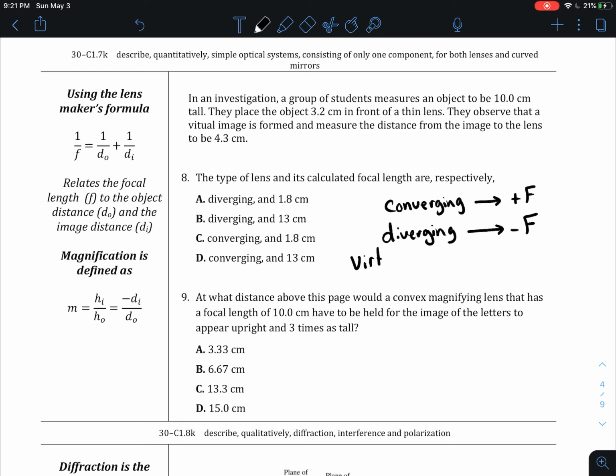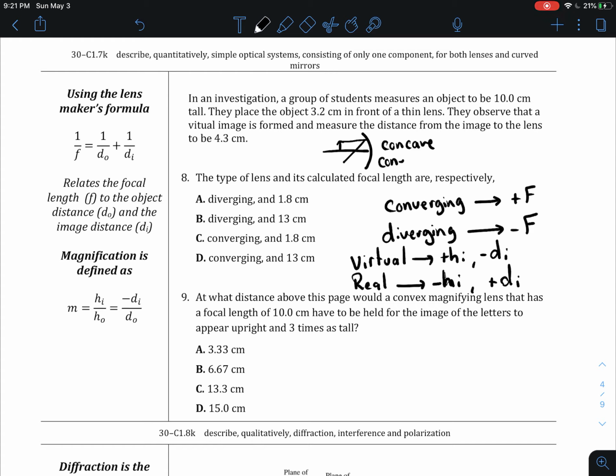Another thing to remember is that if the image is virtual, it will have a positive HI and a negative DI. Real will be inverted, so it would have a negative HI and therefore a positive DI. Once again, those make different uses depending on whether you're talking about a mirror versus a lens. A mirror like this is known as a concave mirror. And remember that light would then bend towards the focal point.